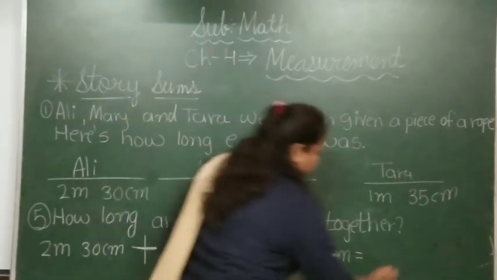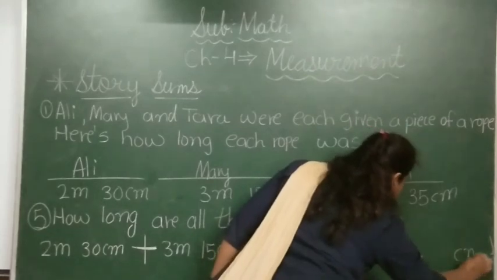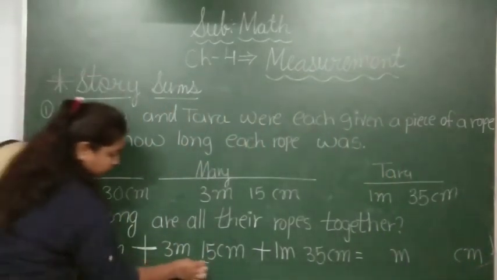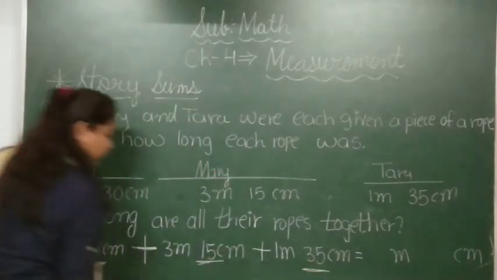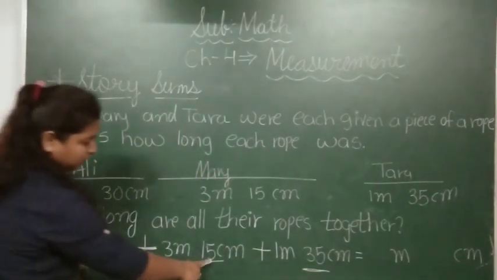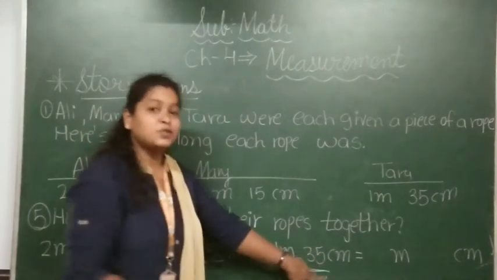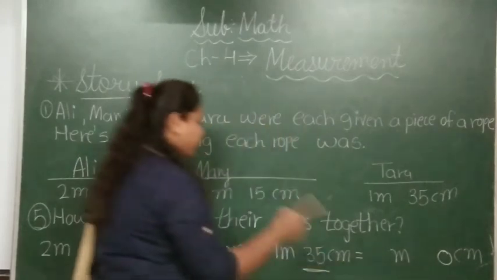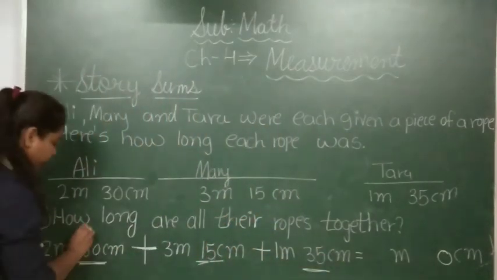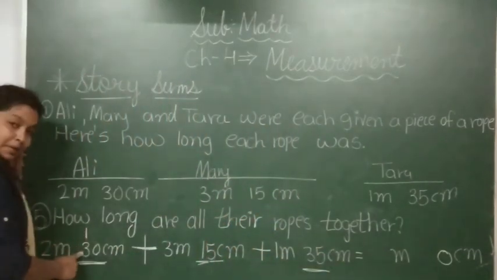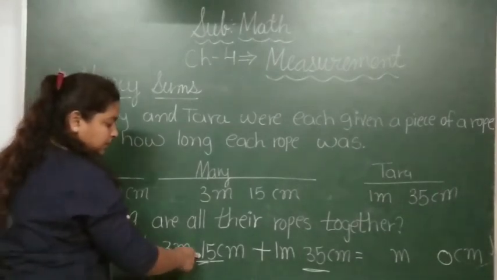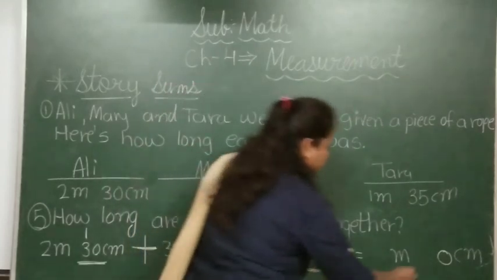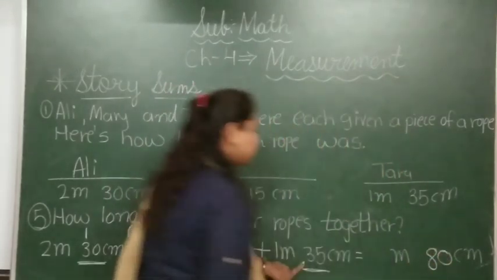So now I will put the units over here so it will be clear to you. Now first we will add this centimeters. Okay, so first we will add the last digit 0 plus 5 plus this 5. So that is 10. 10 means 0 you will write here and 1 you will keep in the top of this number. So 1 plus 3 4, 4 plus this 1 5 and 5 plus this 3 8. So you will write 8 over here.